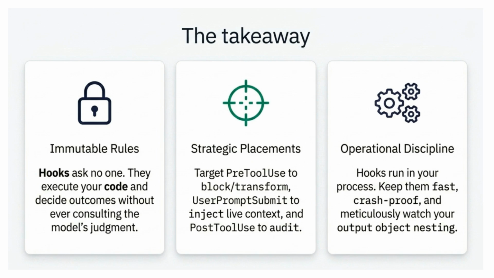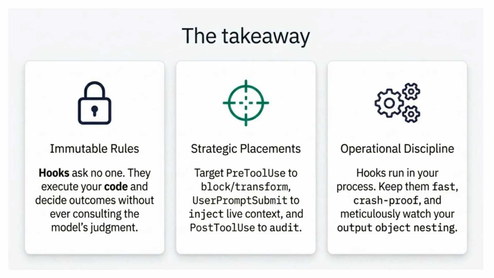They fire deterministically at fixed points in the loop, run your own code, and decide outcomes without consulting the model. Pre-tool use to block or transform before an action. User prompt submit to inject live context, and post-tool use to audit after the fact. Keep three things straight and you will avoid nearly every hooks bug.